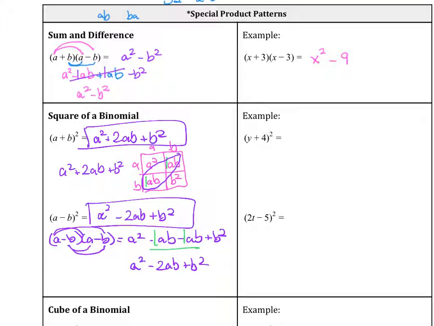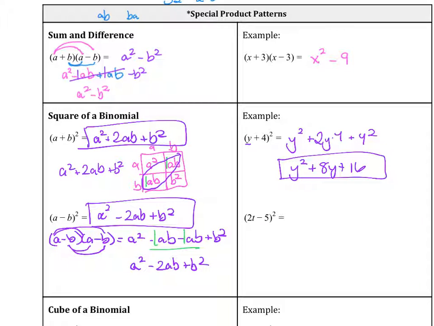So looking at this example here, you just apply this pattern. So the first thing is a squared, so that's this. A squared is y squared. Then you take 2 times the y and the 4, so I'm just going to write it, and then plus the 4 squared. So let's simplify. This is y squared plus 4 times 2 is 8y plus 4 squared, which is 16.